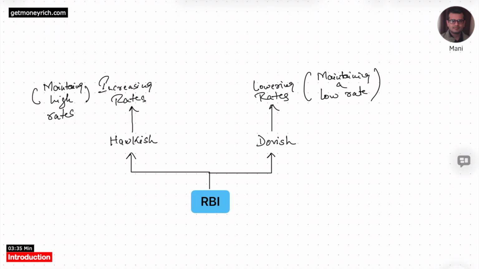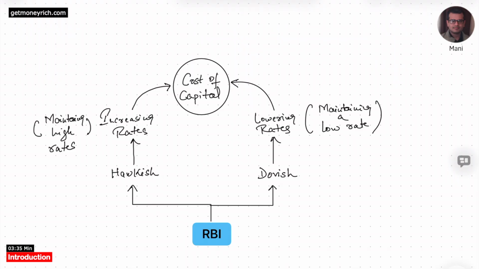So what is the effect of increasing or lowering of rates? The effect on the market is on the cost of capital. When the interest rates remain high, the cost of capital for the companies increases, and when the interest rates are either low or falling, it is easing the cost of capital for the companies. So what happens when the cost of capital of a company increases or decreases? When the cost of capital increases, the profit margins of the companies fall. And when the cost of capital is falling, their margins increase.